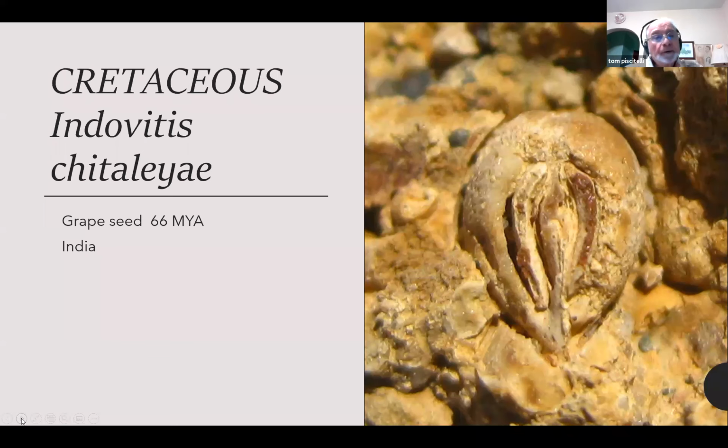Ever wonder when grapes first appeared? The oldest grapes were found as fossils in India. At 66 million years ago, India was still an island. Grape seed was found in sediment that also contained fragments of dinosaur eggs and palm trees. It was an equatorial and tropical climate. Later, India collided with Eurasia, and it's likely that grapes were introduced into the northern hemisphere. Next slide, please.